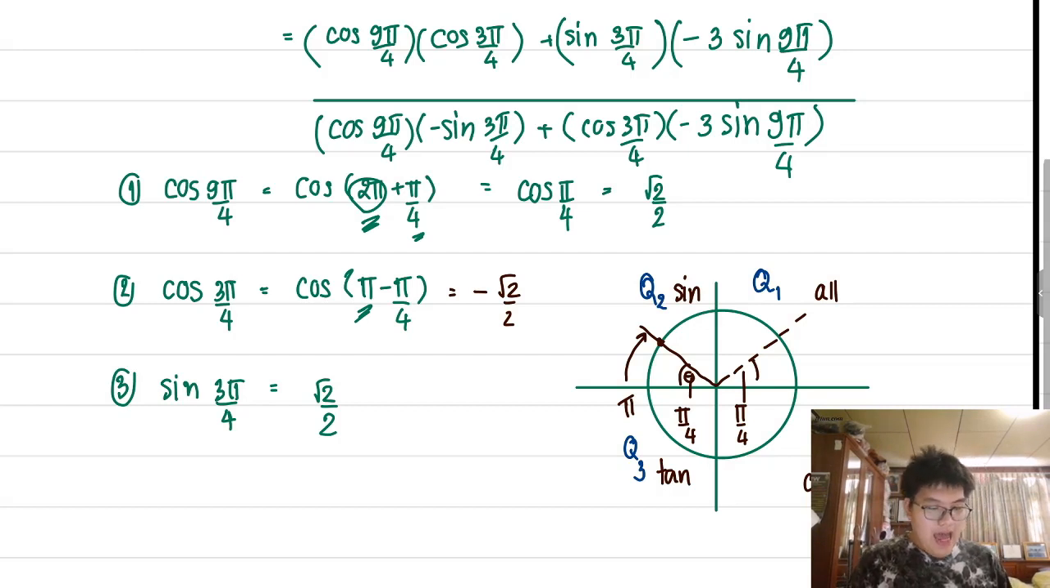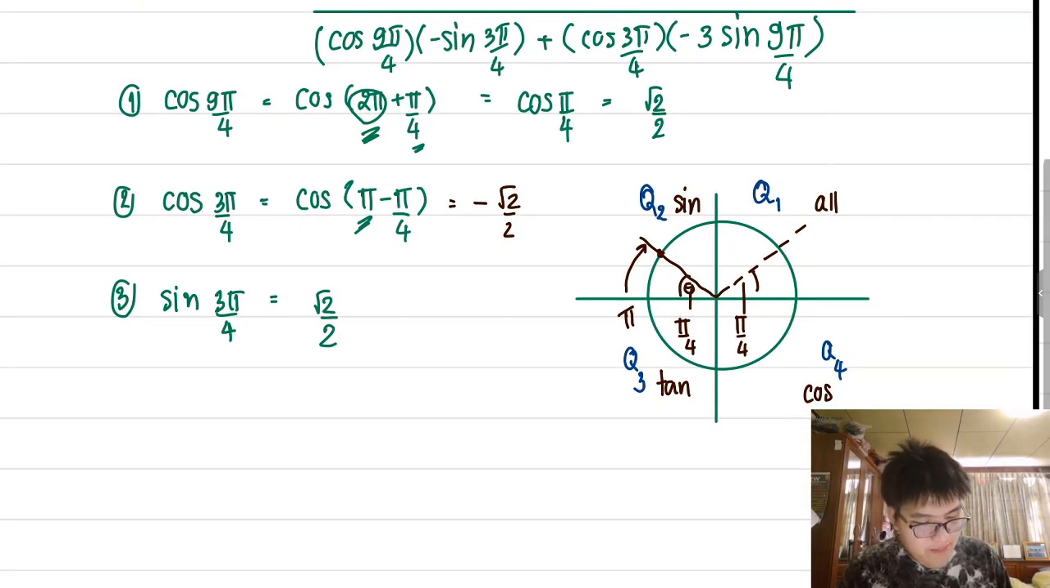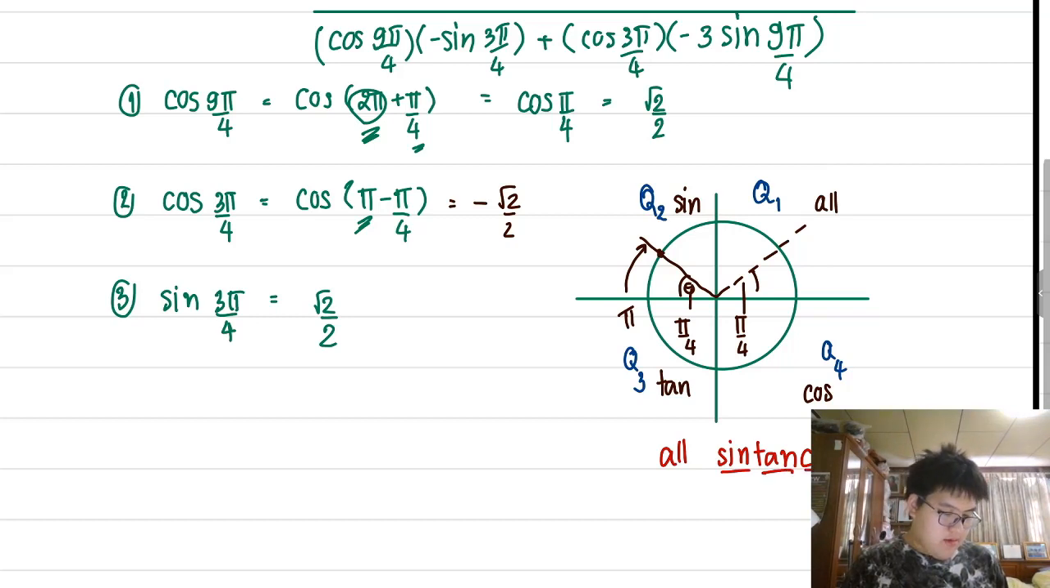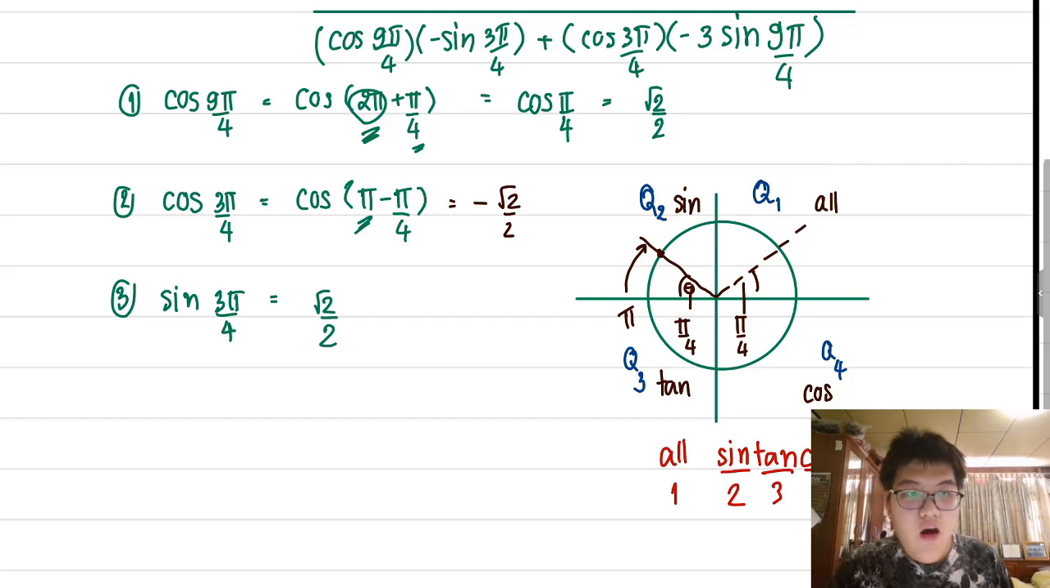Okay, and I have something for you. If you would like to remember, you can use "All Students Take Calculus" style mnemonic: All Sin Tan Cos. It's a technique to remember which functions are positive in each quadrant. This is quadrant 1, 2, 3, and 4. If you can remember this, your calculation will be easier, and then you will get all of the values.